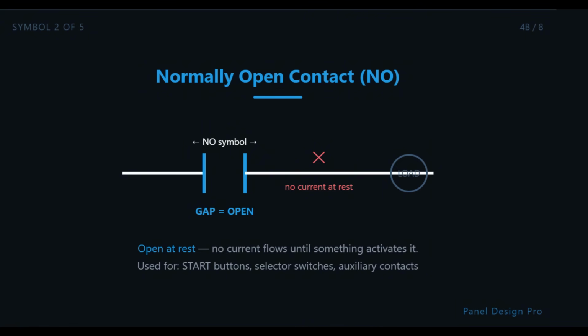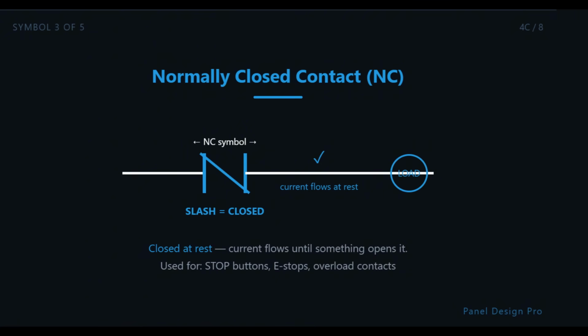Second, the normally open contact. This looks like two short vertical lines with a gap between them. It represents a switch or contact that is open at rest, meaning no current flows until something activates it. Third, the normally closed contact. This looks like two short vertical lines with a diagonal line through the gap. This contact is closed at rest. Current flows until something opens it. This is what your e-stop button uses.